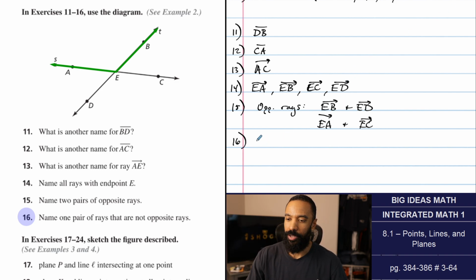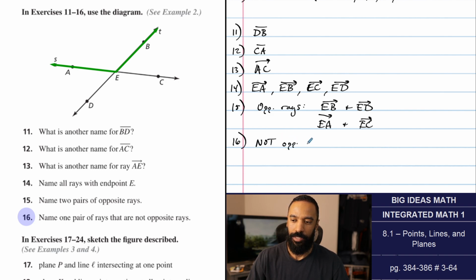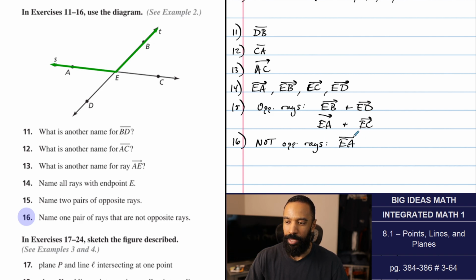My neck is really bothering me here. Not opposite rays. Oppenheimer. EA and EB.